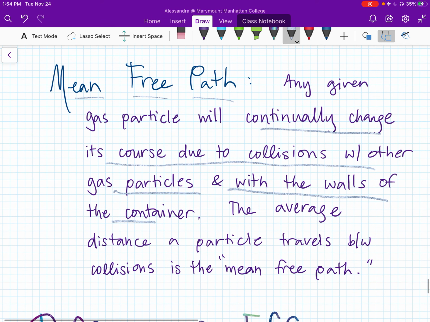So the mean free path is the average distance that a gas particle travels between collisions. Okay, that's all the mean free path is. It's basically the distance that it travels before it bangs into something. So when you see a description of the mean free path, that's all it is, the distance that a particle travels before it hits into something.